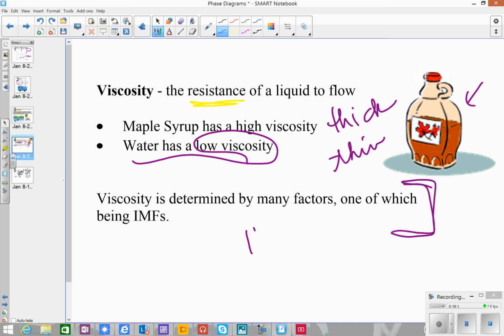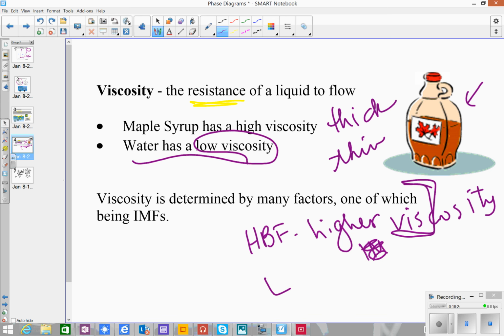So hydrogen bonding forces, where they're the higher intermolecular force, are going to have higher viscosity. And then LDFs are going to have the thinnest, lowest viscosity out of those. Okay, so again, it's all relative. It's all about what you're comparing to each other.